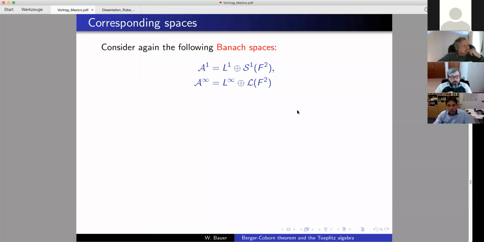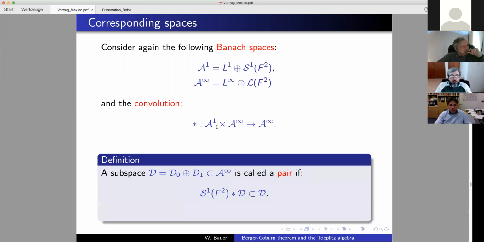So here are the definitions again, which I gave you at the beginning. A1 was L1 plus the trace class operators with some Banach space norm, and A infinity were the bounded functions plus the bounded operators on the Fock space F2. And I explained to you that I have a convolution from A1 times A infinity to A infinity, which came from extending the convolution product on A1 to this space here.